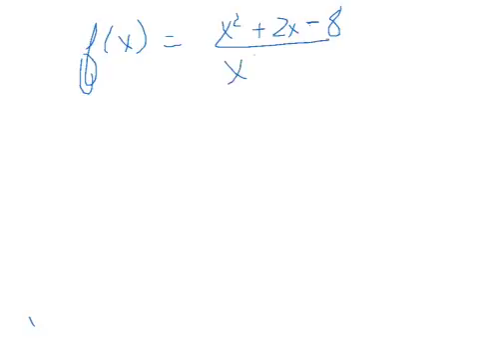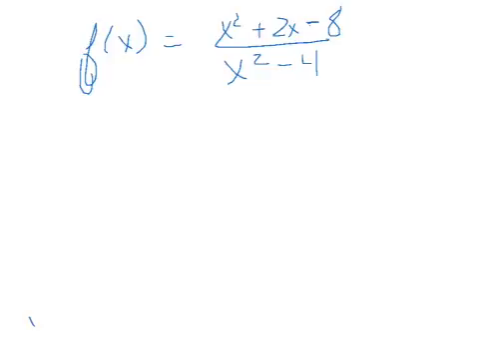Let's look at this function. f(x) = (x squared + 2x - 8) / (x squared - 4). All right, I want to determine what types of discontinuities I have here. So what do I need to do?